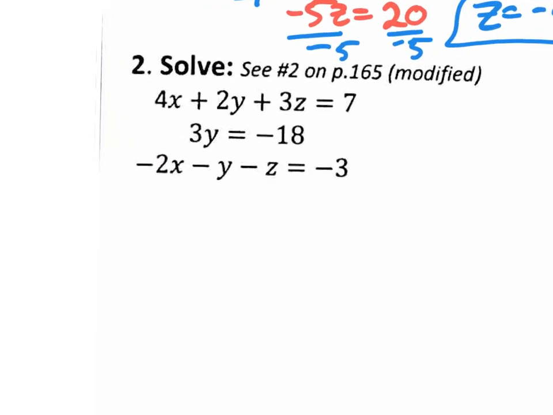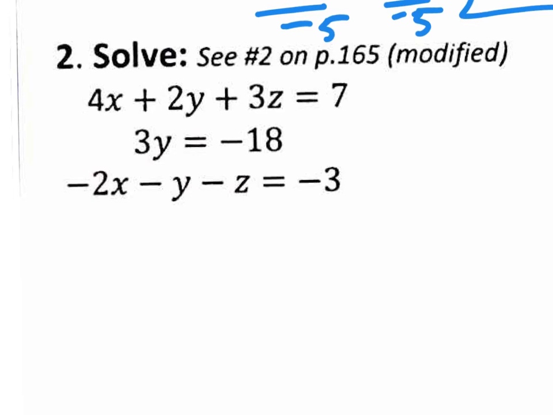Here's another one. Now this one's a little easier. Why is it a little easier? Because of this guy right here. This equation only has one variable in it. What does that mean? You could solve that one single variable equation, and you're going to get y equals negative 6. And ladies and gentlemen, we have one answer of the 3 already. Okay, so we have the answer y.